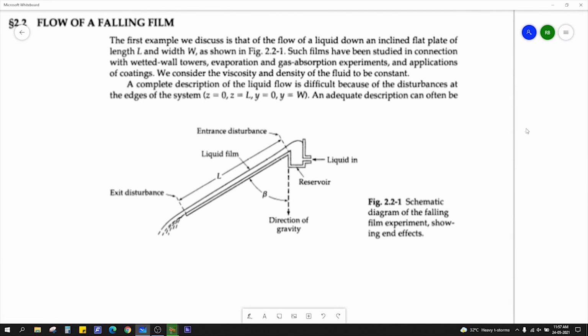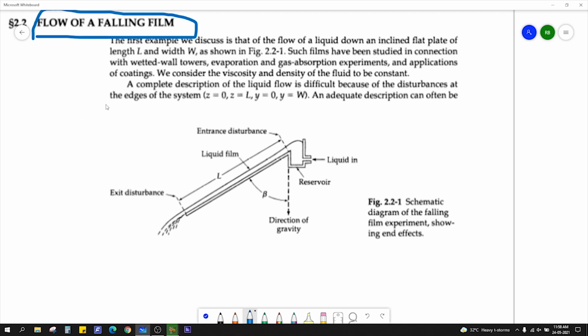In this chapter we are basically solving problems only. We will not be doing derivations, but the momentum shell balance itself is a derivation. You have to follow those steps I mentioned to get the velocity profile, right? So you can directly solve the problems and do the appropriate derivations. Okay, so this is our first problem: flow of a falling film.